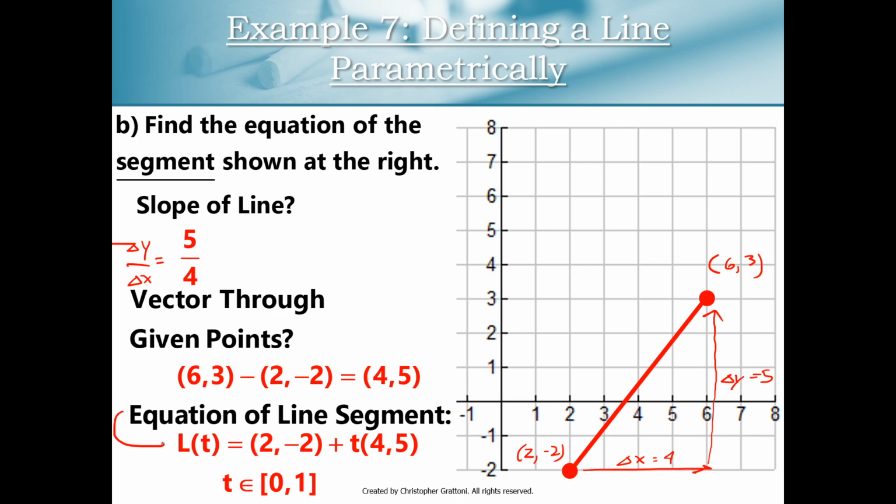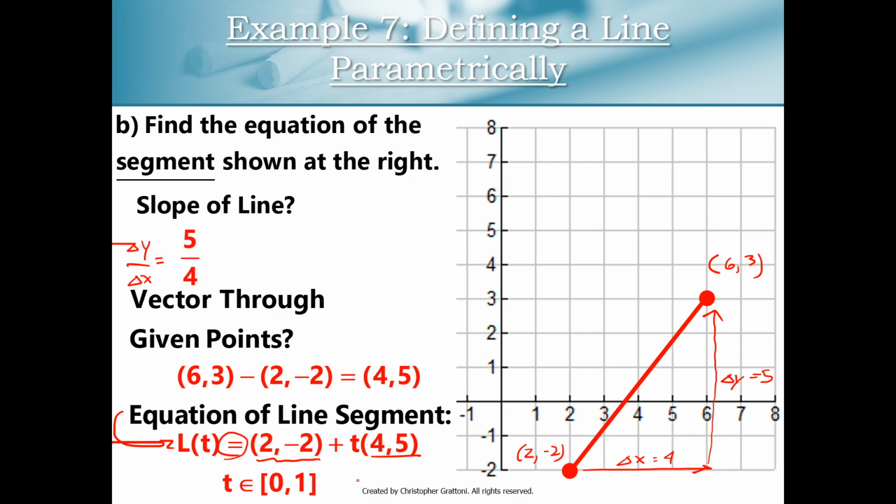And the equation of this line segment, it's going to be L of t equals, by the way, when I say equation, I mean that we need an equal sign. It's not an equation unless there's an equal sign there. So this parameterization will be described using an equation. L of t is equal to, we're going to pick a starting point. I'm going to pick 2 comma negative 2 plus multiples of this slope vector 4 comma 5.